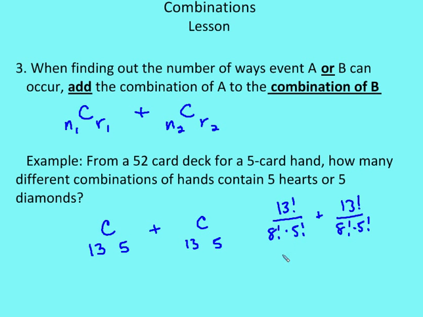Okay, if you do this correctly, you should get an answer of 2,574 for the sum of these two combinations.